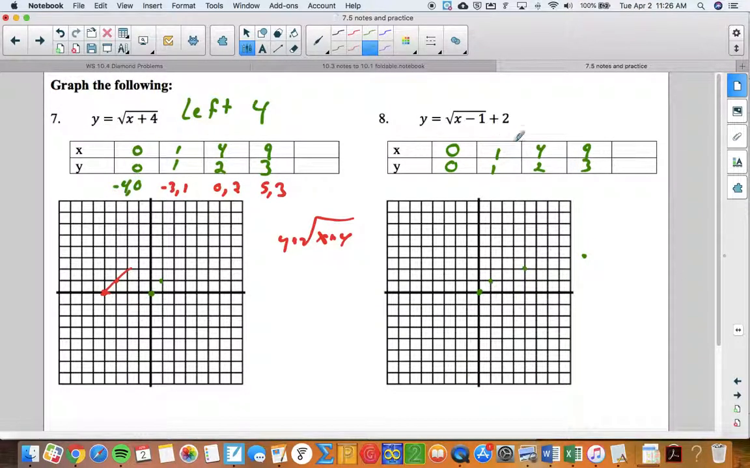So now this shift is going to send this graph to the right 1 and up 2. So that's the graph I'm actually trying to have here. So each of these points I'm going to send right 1 and up 2, right 1 up 2, right 1 up 2, right 1 up 2. Ooh, something like that.